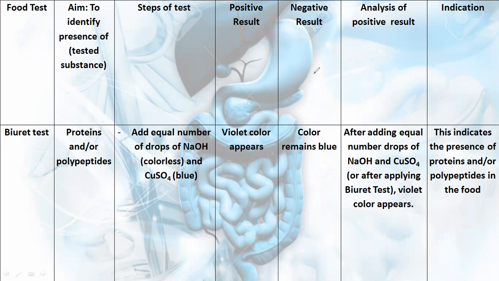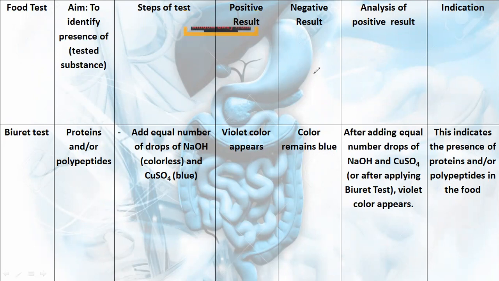Yes. After adding equal drops of copper sulfate and sodium hydroxide, there was no change in color. Celine, you can make it easier. Instead of saying adding equal drops, you can say after applying the Biuret test only, negative result. Okay, do it.